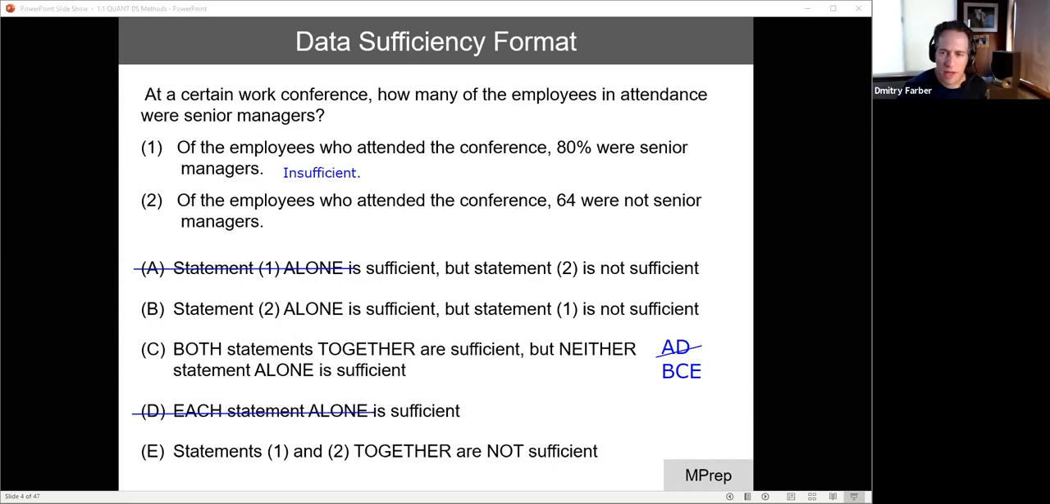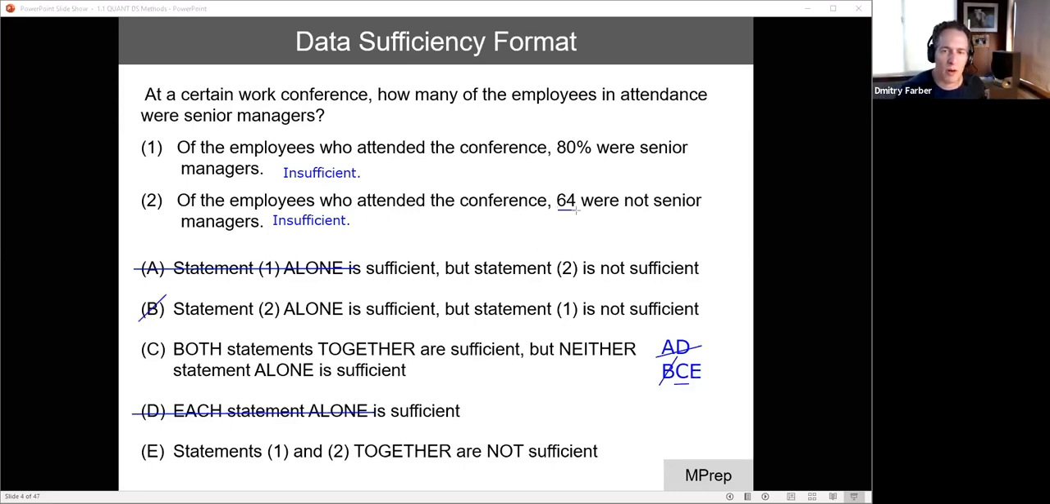So then from there, I could look at the second one and say, 64 were not senior managers. Okay, but how many were senior managers? By itself, without any other information, that's insufficient. So I would run down the line and go to the next part of this, which is BCE. I'd cross off B. And then from there, I'd say, oh, next choice, can I combine these?